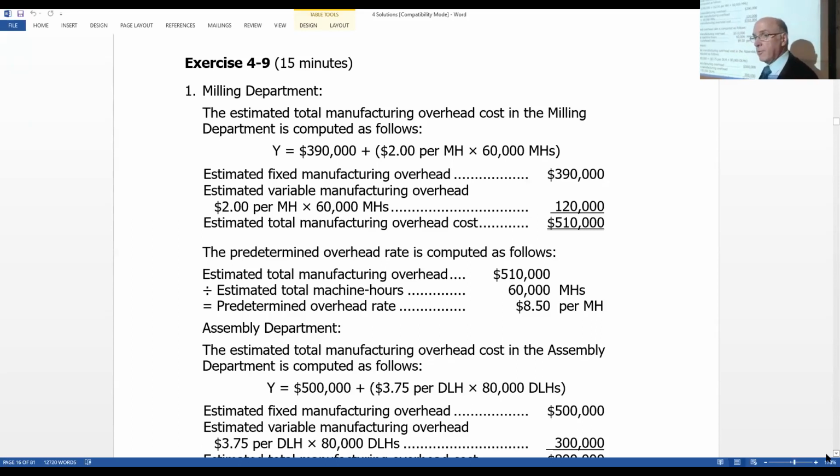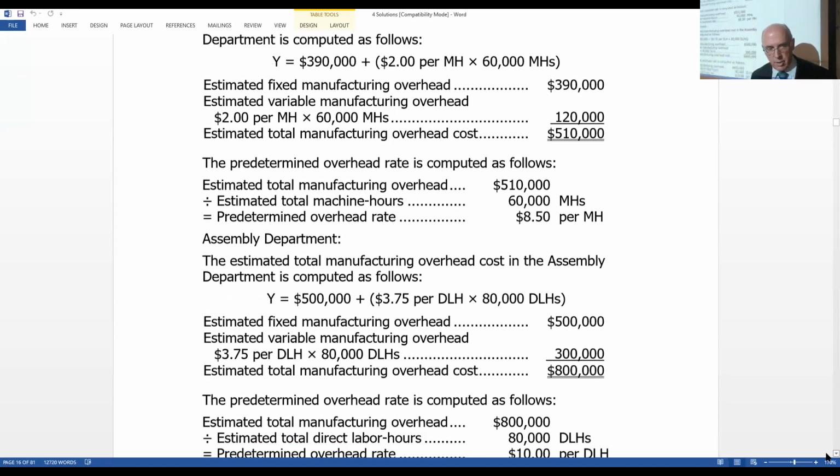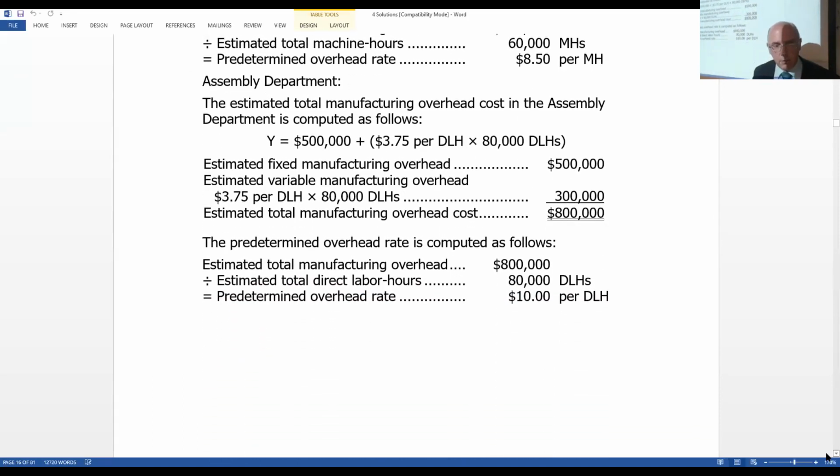So that's the predetermined overhead rate you'd use for milling. It's based on machine hours. For assembly, it's going to be based on direct labor hours. Let me scroll up for that one. The same exact process, except now you're not using machine hours because it's the assembly department. For assembly, you use direct labor hours because that's a better fit. It's the cost driver. Milling would be machine hours, assembly would be direct labor hours.